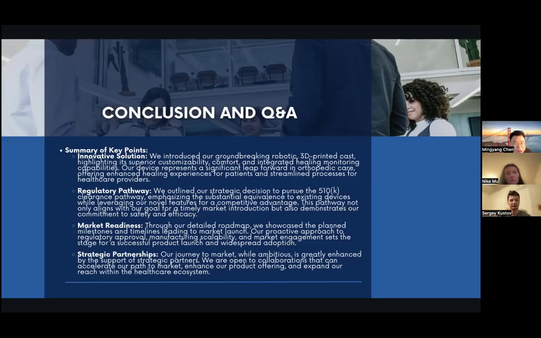Fourth is strategic partnerships. Our journey to market is greatly enhanced by the support of strategic partners. We are open to collaborations that can accelerate our path to market, enhance our product offering, and expand our reach within the healthcare ecosystem. And next slide.